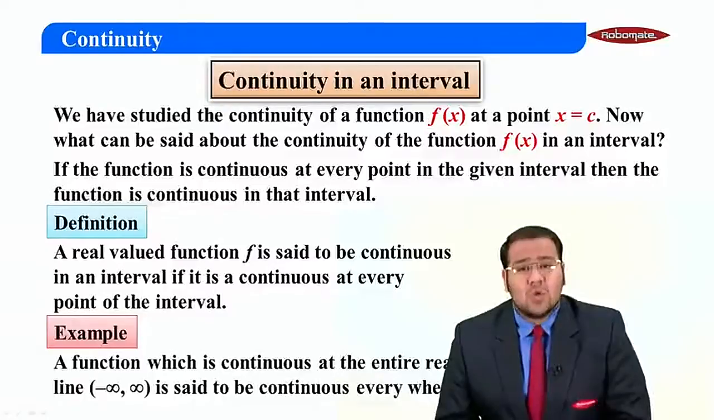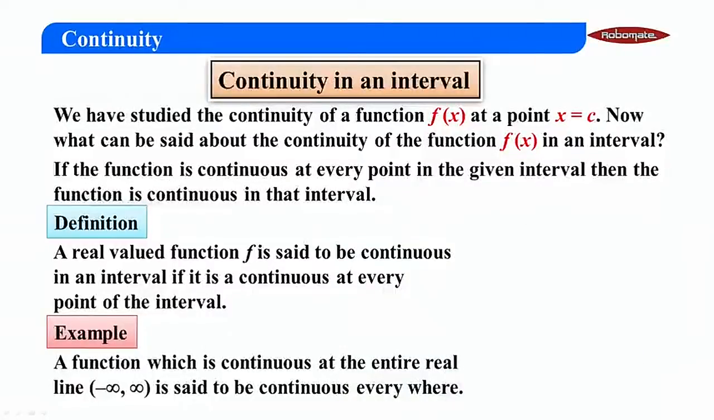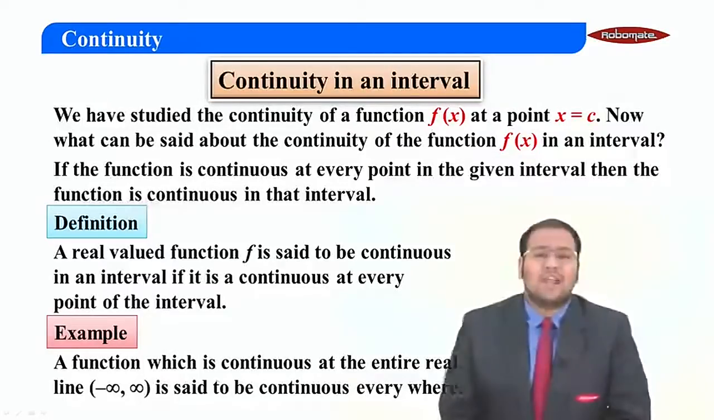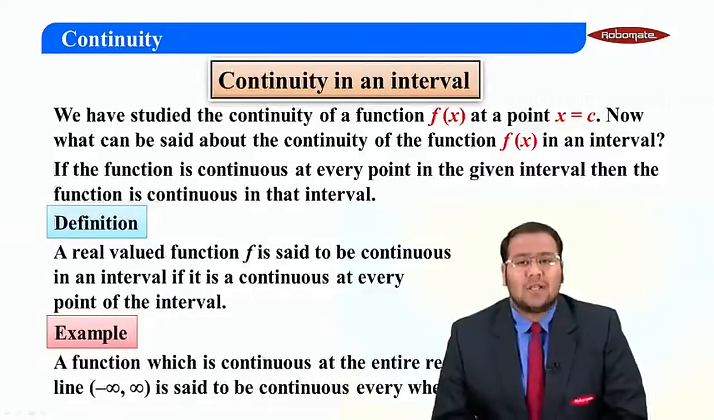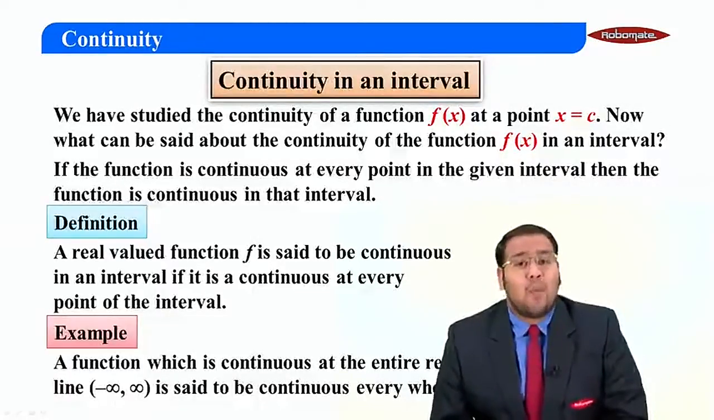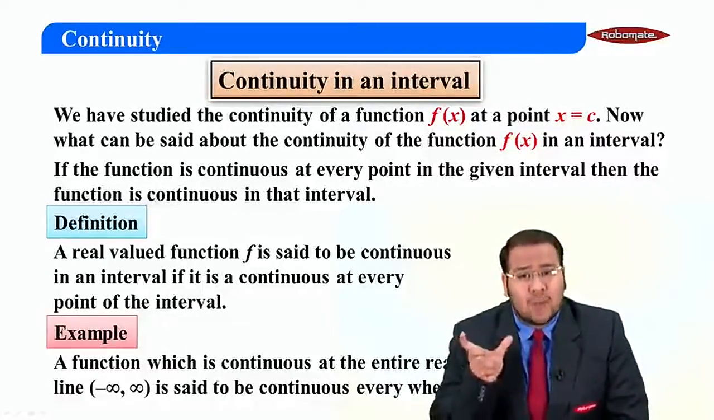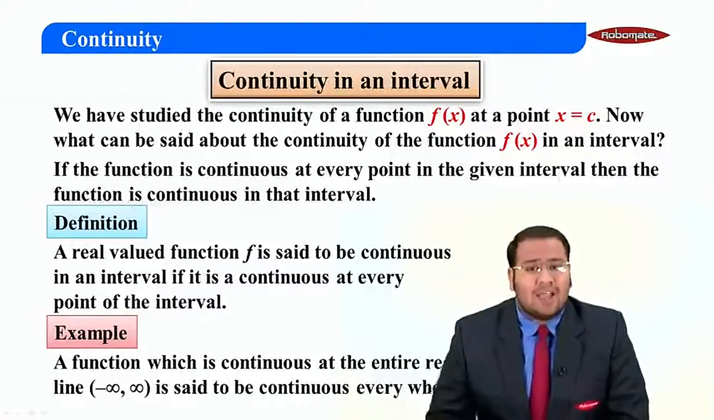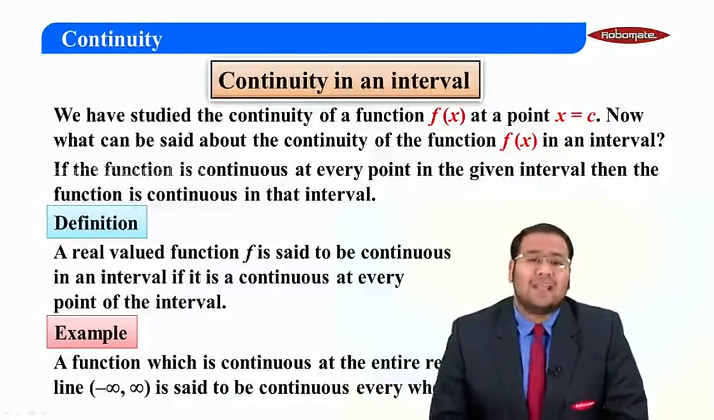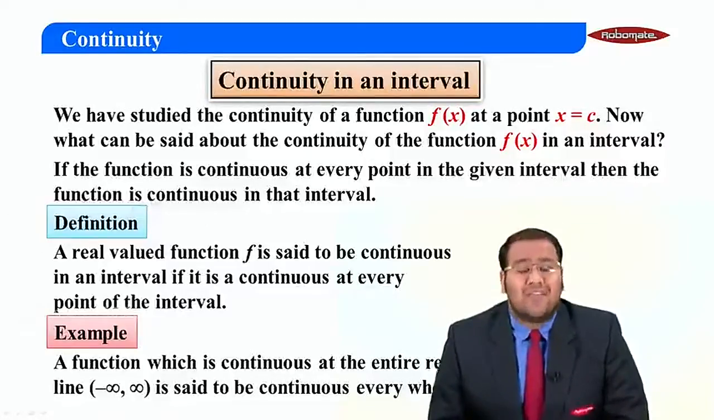Now, let's have an example. A function which is continuous on the entire real line, that is from -infinity to +infinity, is said to be continuous everywhere. My dear students, it is obvious that any point has to range in between -infinity to +infinity, so in that range, if the point is satisfying the values and the function is continuous, so I can say a function is continuous everywhere.